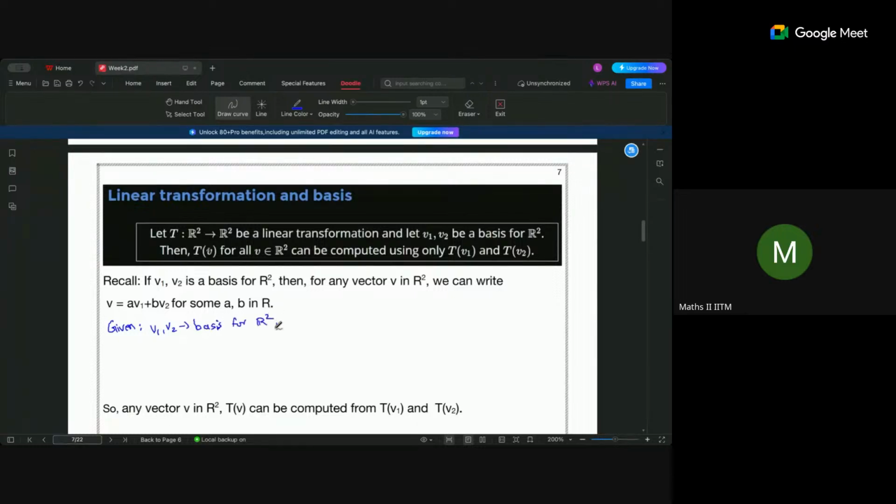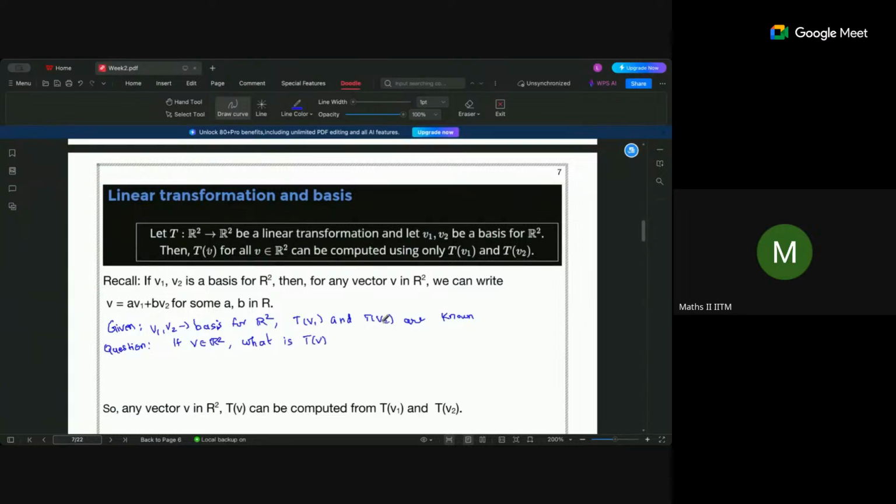Okay. And then it is also given that TV1 and TV2 are known. So now the question is, if V is any element from R2, what is TV? With this information, how will you compute T of V?